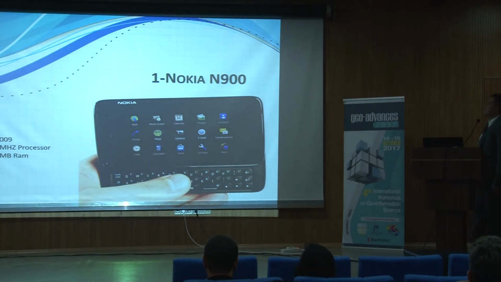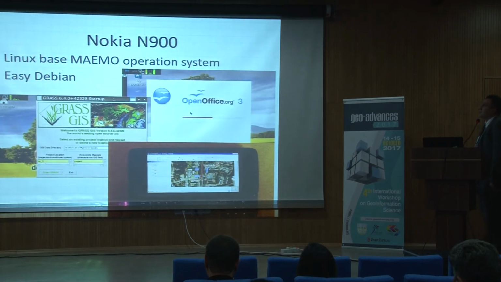I did this project on the Nokia N900, a cell phone developed by Nokia in 2009. It has an 800 MHz processor and 256 MB RAM. The operating system of the cell phone is MeeGo. After some cracking issues, you can install Easy Debian on it. After the Easy Debian installation, the cell phone accepts lots of real computer programs like OpenOffice, GRASS GIS, or ArcGIS. All these programs are installed on the cell phone.